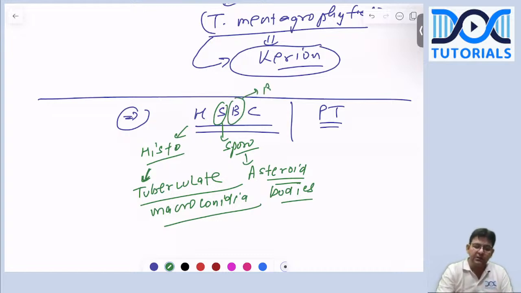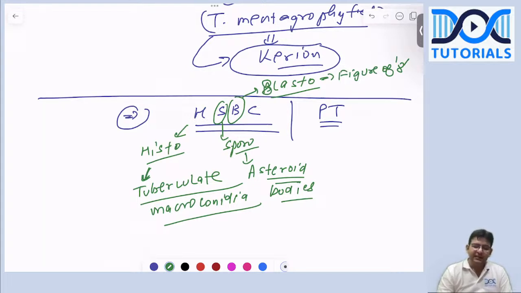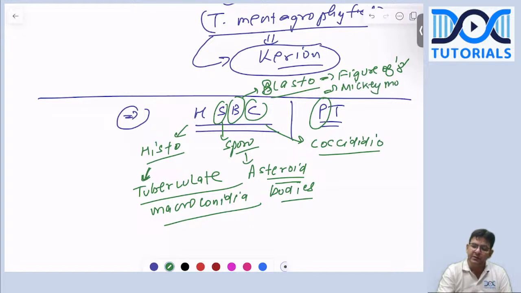B is Blasto. Blastomycosis is a North American disease. It has which type of yeast cell? Figure of 8. How do you remember? This B looks like an 8. C is Coccidioides, with arthroconidia and spherules with endospores observed in this: San Joaquin Valley fever, desert rheumatism. Paracoccidioides has the Mickey Mouse appearance of the yeast cell.